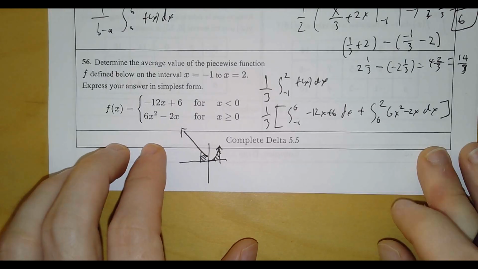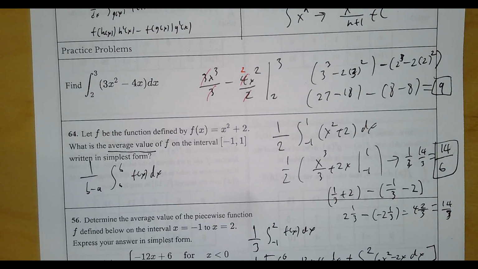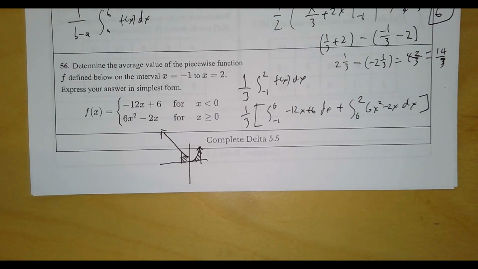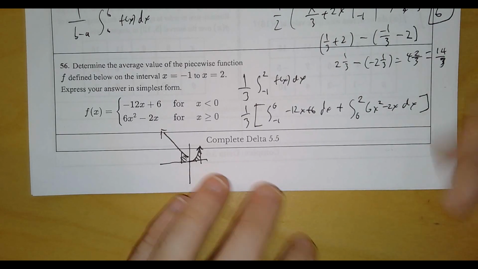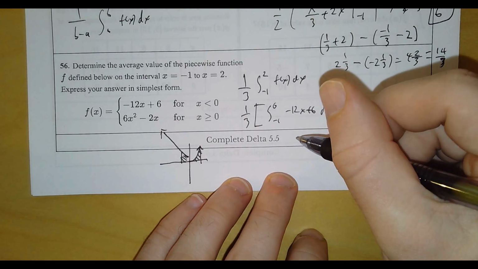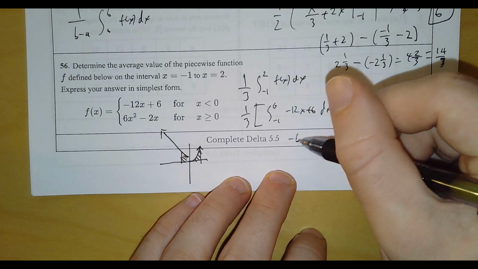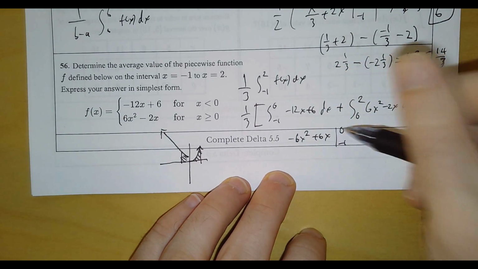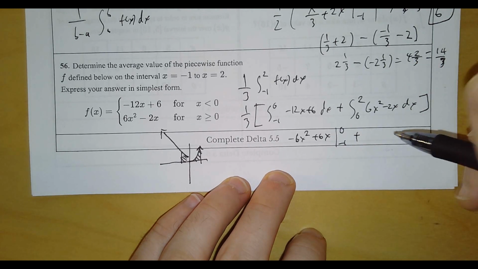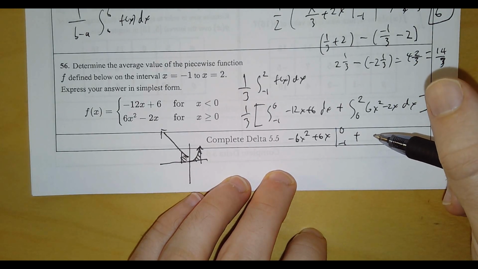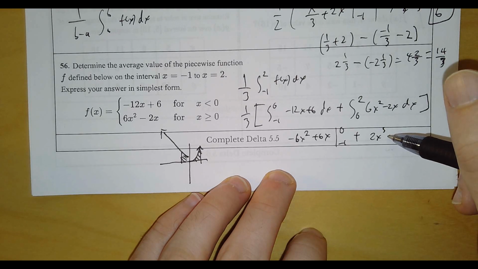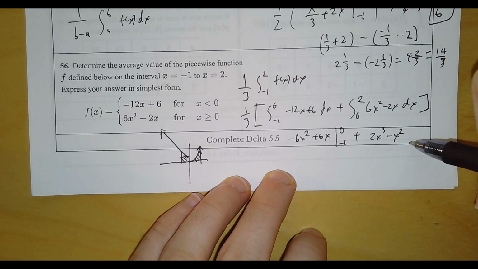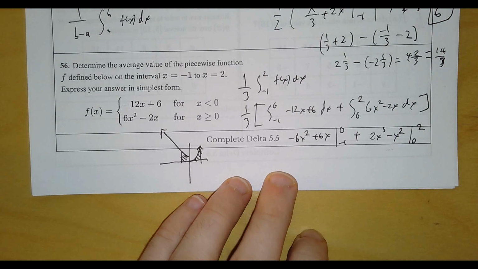Does that make sense? So again, these all kind of build on each other. The first one's most basic, then you added average value, and this one you have to do two separate intervals. So we just do it twice. So we have here negative 6x squared plus 6x from -1 to 0. And then we're going to add 2x to the third minus x squared from 0 to 2.